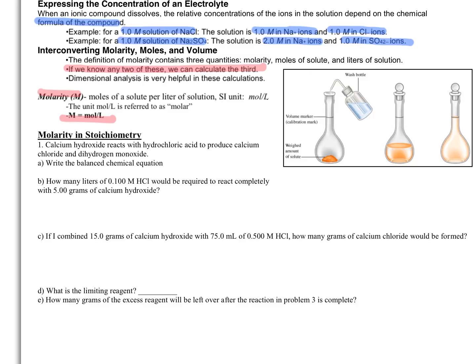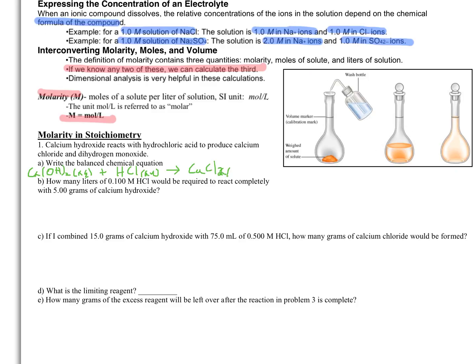So for number 1, calcium hydroxide reacts with hydrochloric acid to produce calcium chloride and dihydrogen monoxide. Calcium hydroxide, Ca(OH)2. It's a base, so we know it is aqueous. Reacts with hydrochloric acid. It's an acid, so we know that it's aqueous. To form calcium chloride.